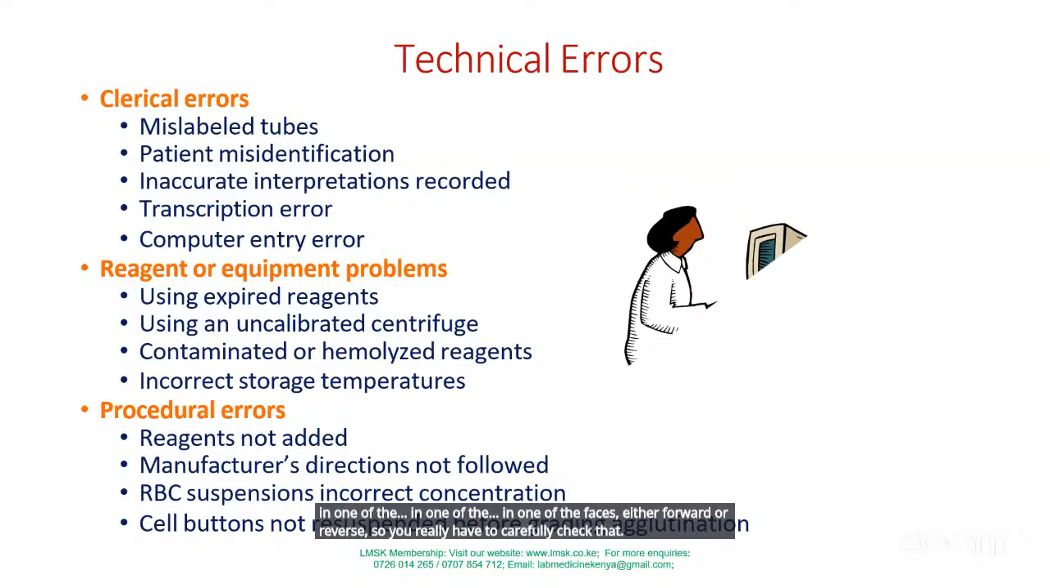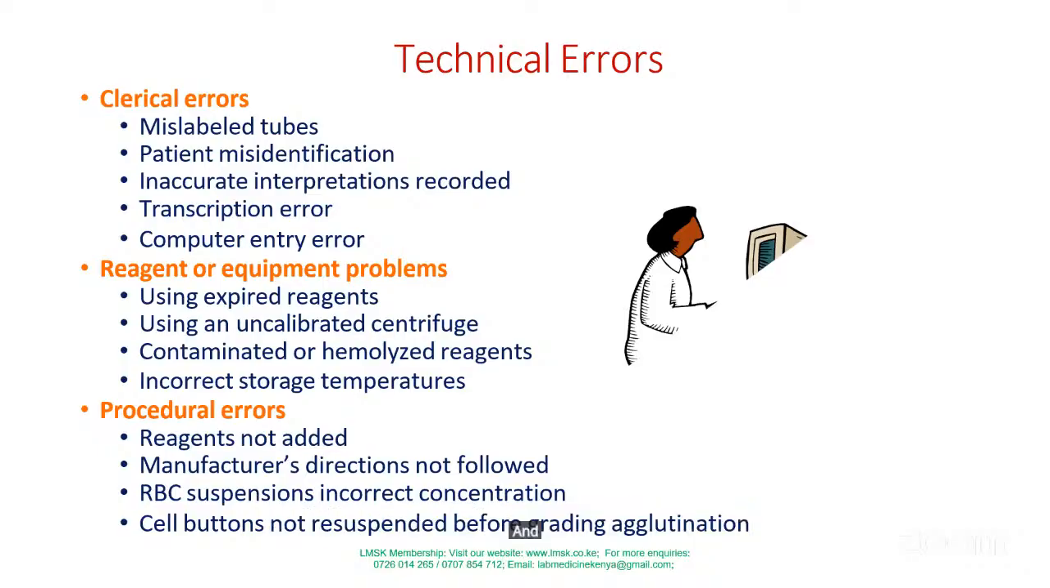And then inaccurate interpretation recorded. So it could be you've done everything correctly, but however, on interpretation, especially with the reverse, there's a reaction with A cells with the reverse, and then you are interpreting it as A instead of B. So that could be also a reason. So you really have to look at that. And it could be transcription error. Maybe you did everything correctly, but on recording, you ended up typing the wrong thing. You ended up typing blood group B instead of A. So transcription and computer entry error, those ones are tied as one.